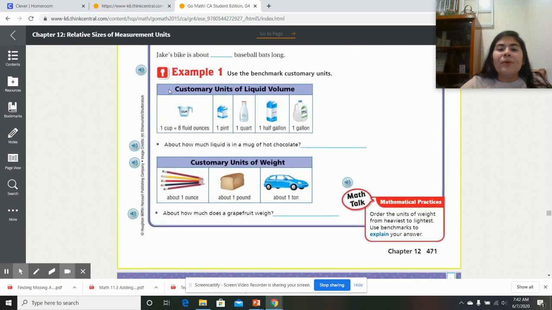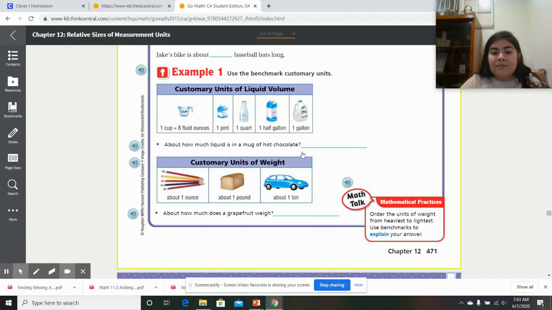But we have customary units of liquid volume. Remember, customary is here in the United States, so this is how we measure liquid. You see these a lot when you're cooking. For example, 1 cup of fluid or of liquid looks like this. It's also equal to 8 ounces. So 1 cup has 8 ounces. This is 1 pint, 1 quart, 1/2 gallon, and 1 gallon.